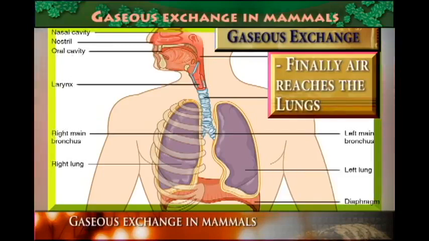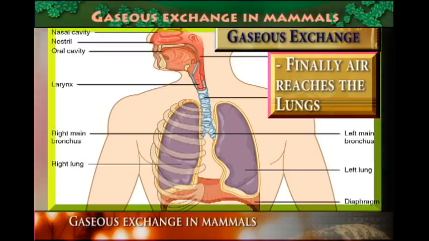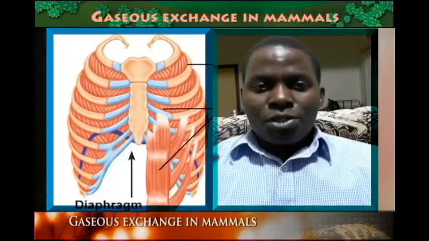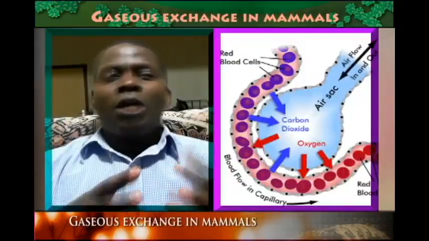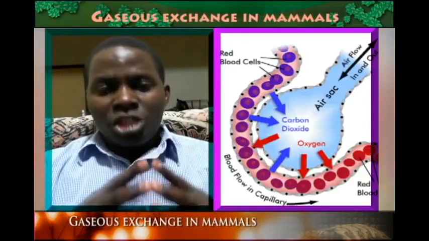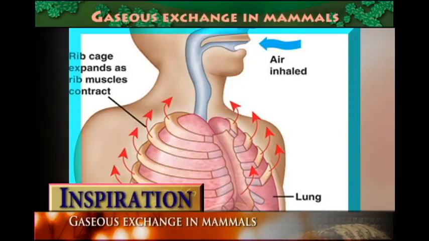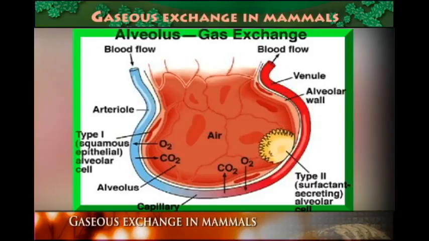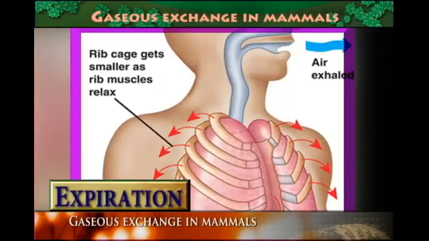But there are other muscles and other structures that are involved, like the intercostal muscles, the ribs, the diaphragm, alveoli, and blood capillaries. All those take part in gaseous exchange in animals. Gaseous exchange in animals takes place in three sections. There is the inspiration, then the process that occurs in the alveoli, and then the expiration. We shall start with inspiration.